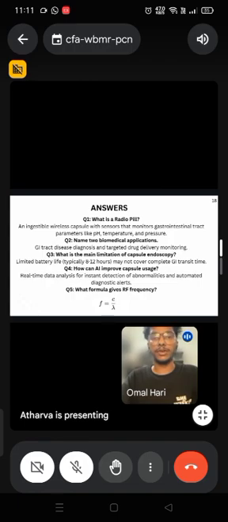To improve capsule usage: real-time data analysis, detection of abnormalities, and automated diagnosis alerts. And the fifth question is what formula gives RF frequency? f is equal to c by lambda.